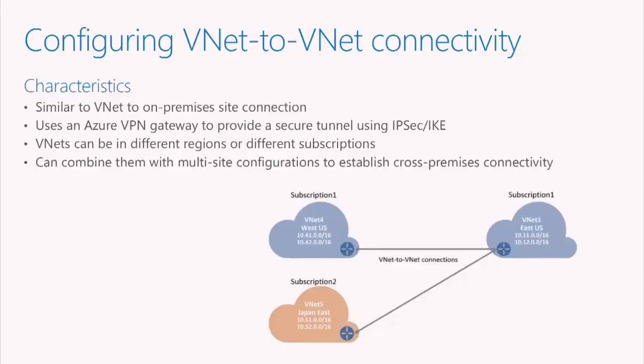The final variation is, well, what if I want to connect two different VNets in Azure so they can talk to each other? This is done in an almost identical fashion to doing a site-to-VNet connection. I'm going to establish a VPN gateway in one VNet, establish a VPN gateway in another VNet, and simply connect the two together.